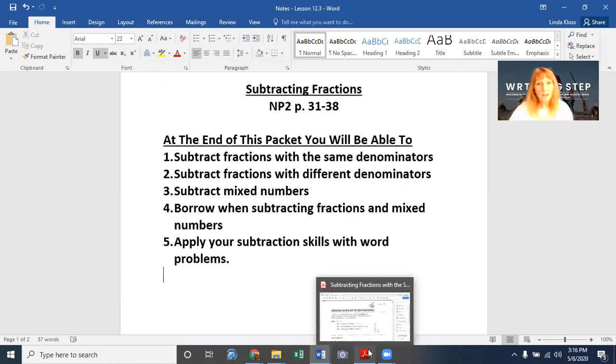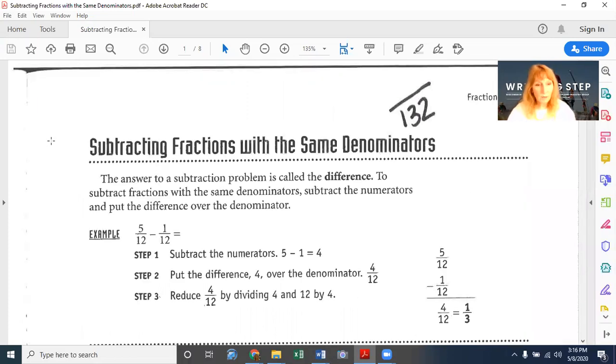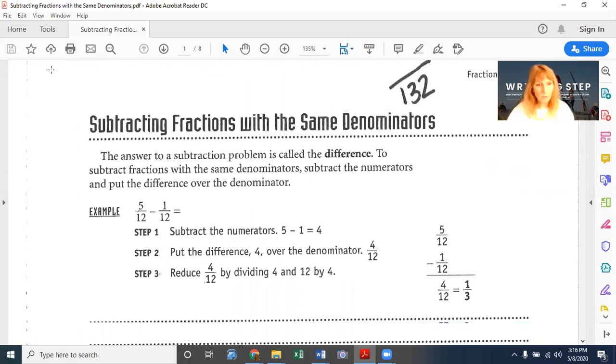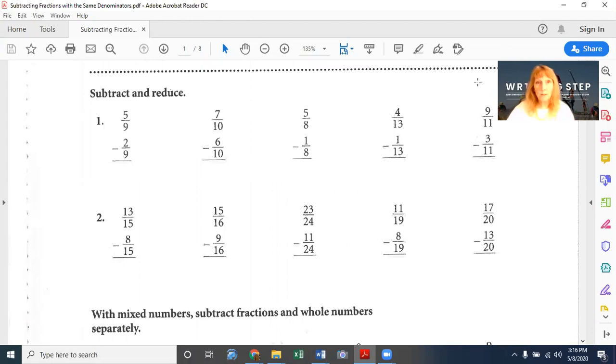I'm going to bring up the packet. If you need to pause the video at any time to get the packet or to get something written down, feel free to do that, or to rewind it, whatever you need to do. This is the subtracting fractions with the same denominators packet. And we're going to try some different problems. I'd like to start with some of the information here you can read through. I'm going to just go right into teaching and the practical use of some of these things.